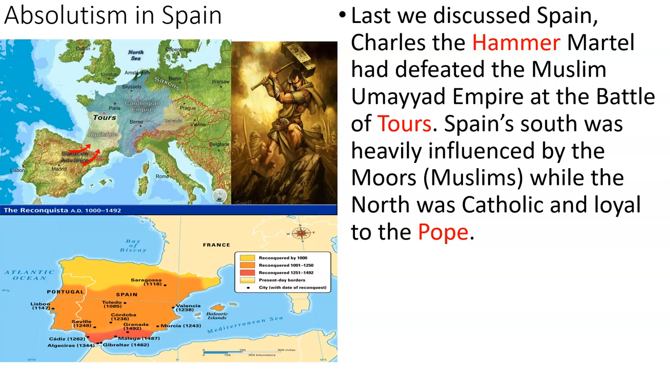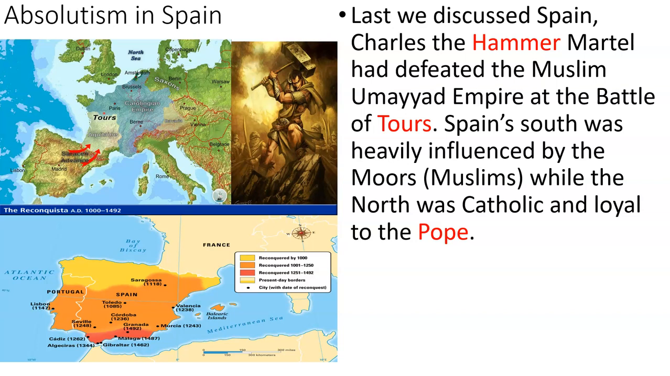Spain had historically been taken over by the Umayyads, by the Saracens, by the Muslim empires. And what happened is the Muslim empires had gone all the way up to Tours. Tours is a place in France, right? Think Tour de France. Okay. Got really close, but Charles the Hammer Martel was able to push them back.